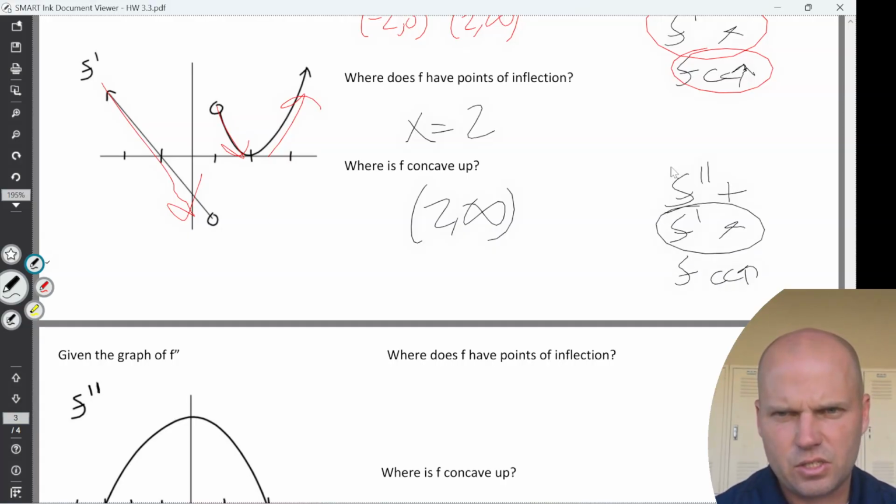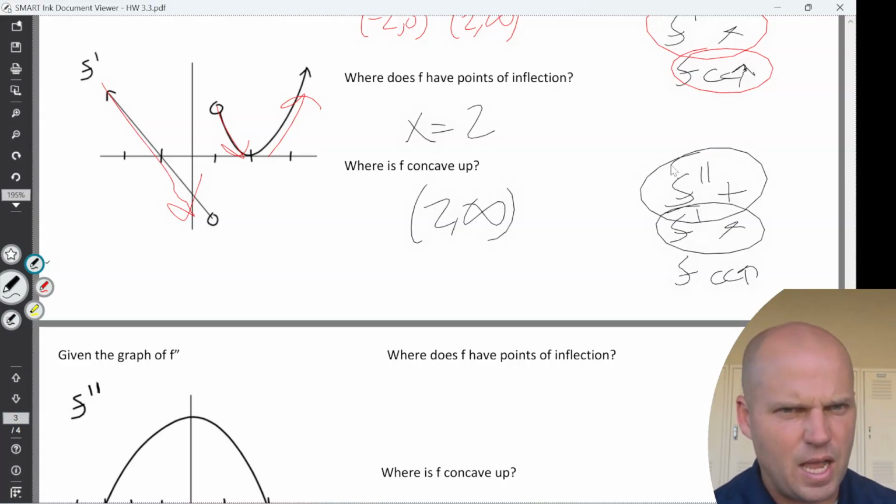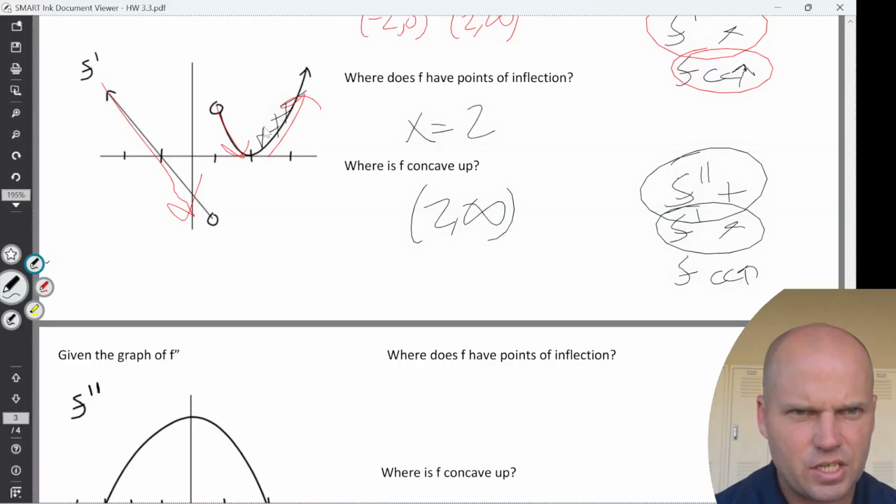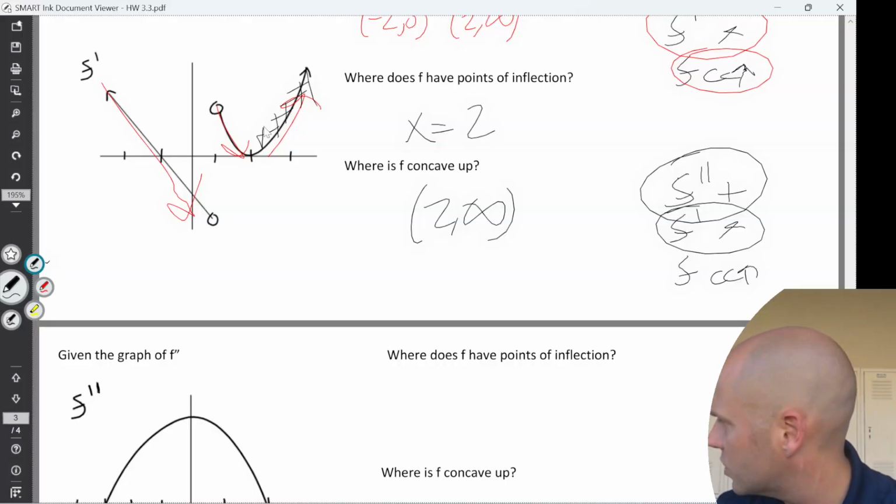You can even look at this. You can look at the slopes of F prime. These slopes are positive. Yes, the function is going up.